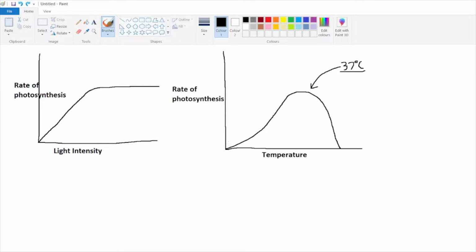With temperature, it's a bit different. As we increase the temperature, the rate increases, but we reach a peak at around 37 degrees C. This is because it's where the enzymes have their optimum temperature. They're working fastest. But then as we increase just a little bit more, we go too far. It could only be about 10 degrees or so. All the enzymes denature because it's too hot for them. It's not in their optimum range, and no photosynthesis can happen at all because there are no enzymes to make it happen.